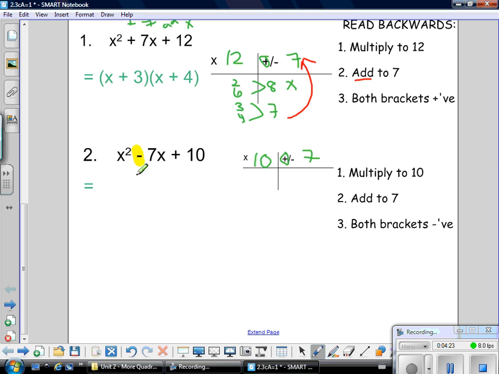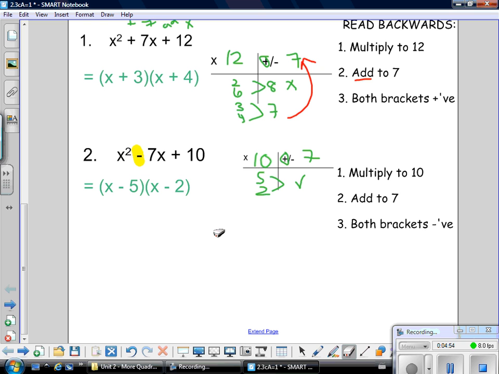So again, I'm using very similar numbers. Okay, so multiplication facts of 10 that add to give me 7. Well, 10 and 1 is not going to do it. So what about 5 and 2? 5 and 2, when I add those two numbers together, I get my 7. So my bracket is going to contain a 5 and a 2 with an X at the beginning, separated by subtracting.